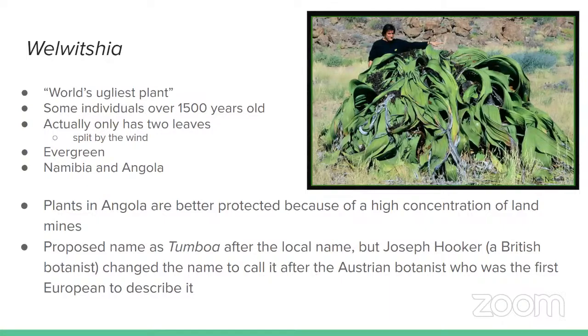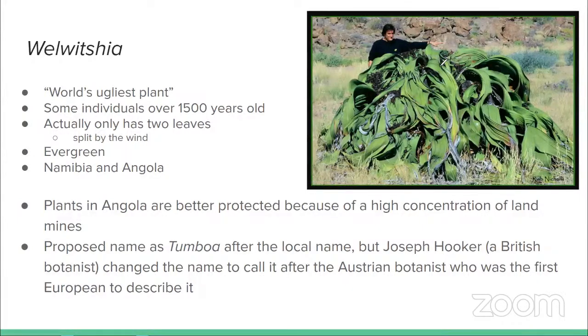Another plant that does not look at all like the other plants in this group is Welwitschia. Some people call this the world's ugliest plant. So that's another sort of Guinness Book of World Records plant within our gymnosperm group. It does look pretty ugly, but I think that kind of makes it cool. These plants can also live a really long time. Some of the individuals that we've found, we think are over 1500 years old. That is a picture of one up here on the right.